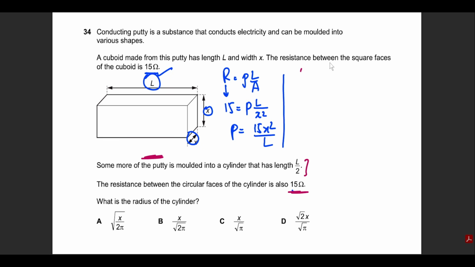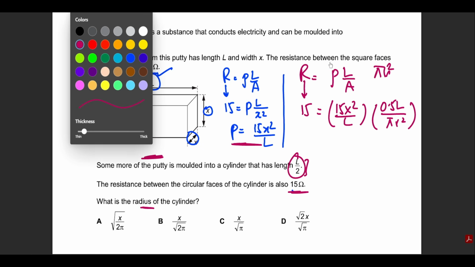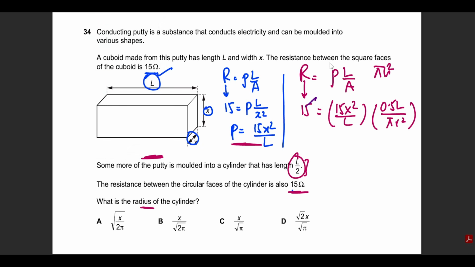So for the new situation, R equals rho L over A. Since R is still supposed to be 15, rho can be used from the previous situation, which is 15 x squared divided by L. The new length is L by 2, so let's consider 0.5 L divided by the cross-sectional area, and the radius of the cylinder. Because it's a cylinder this time, cross-sectional area will be pi r squared. So I'm going to write down pi r squared. Notice what is being cancelled out very conveniently. So 15 cancels out, L cancels out.